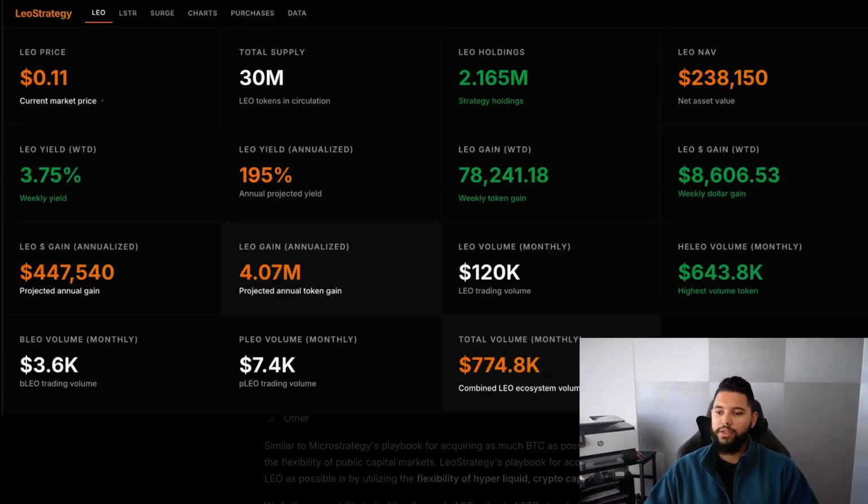I think it's pretty obvious. I mean, you see 775,000 in monthly Leo trading volume. Now you add in LSTR, which I think is already doing about 150K. And then you add in Surge once the pre-sale is over, and now you've got these three tokens with essentially cross-chain pairs and Hive Engine pairs that are all generating monthly trading volume. And LeoStrategy can have a moat for arbitraging these. So that is another competitive advantage.